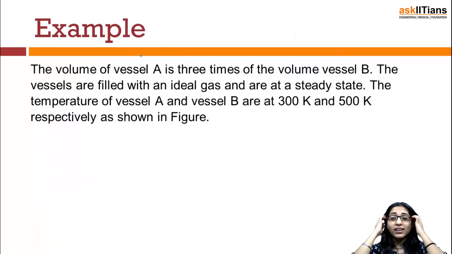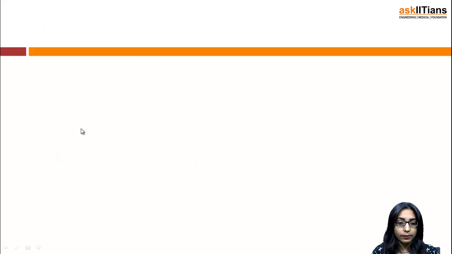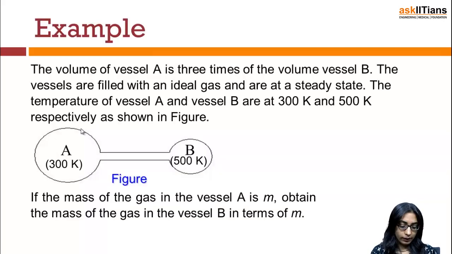Now, since we have studied a lot about the ideal gas equation and the laws, let's take out an example and try to cover what we mean by these things. He says that the volume of vessel A is 3 times the volume of vessel B. So this is the complete question that has been given to us. Let's try to understand the question first.